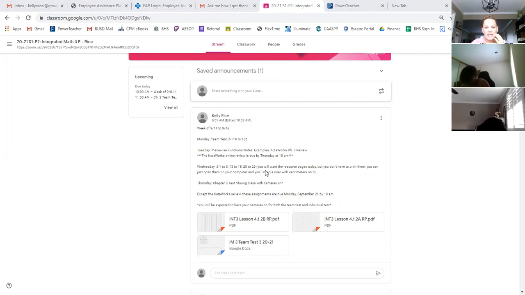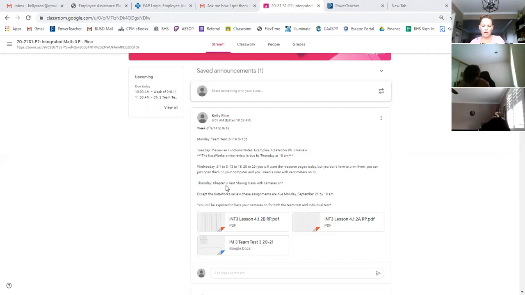These resource pages here, you don't have to print them, you can, but you will need to make sure you have them open at least for our classwork, as well as a ruler with centimeters on it. Hopefully you have access to one of those. And then Thursday during class, we're taking our chapter 3 test.